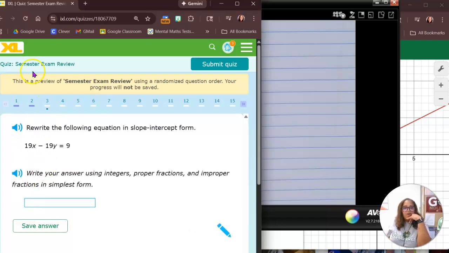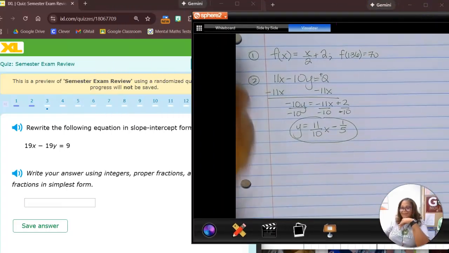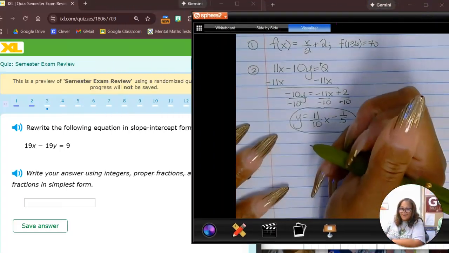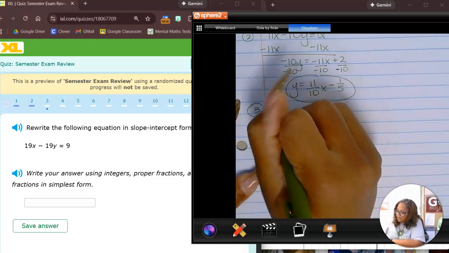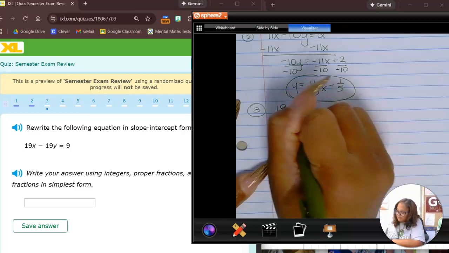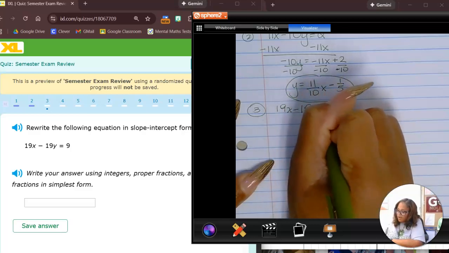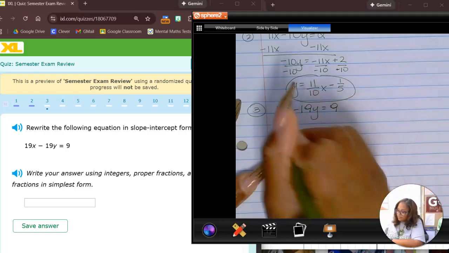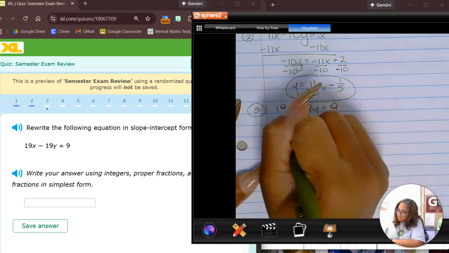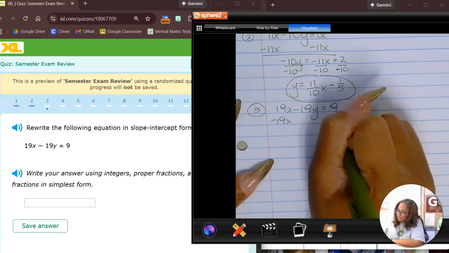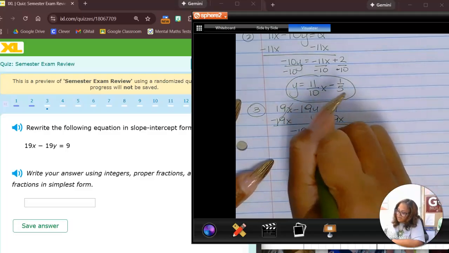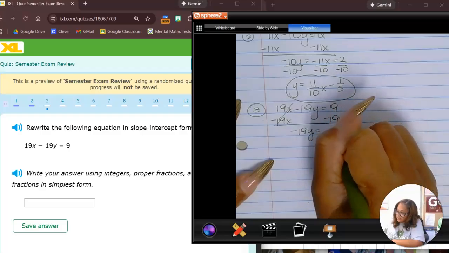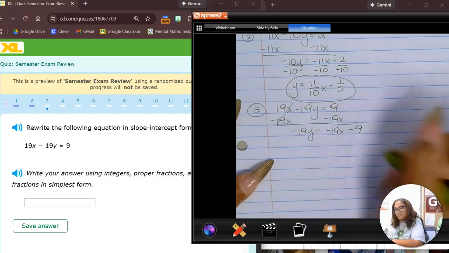Save answer. Rewrite the following equation in slope-intercept form: 19x minus 19y equals 9. Number 3, 19x minus 19y equals 9. Subtract 19x from both sides. Cancel those out. Bring down the 19. Negative 19y equals negative 19x plus a positive 9.